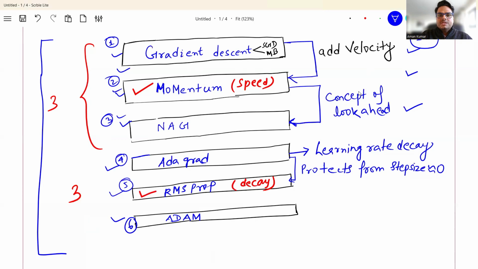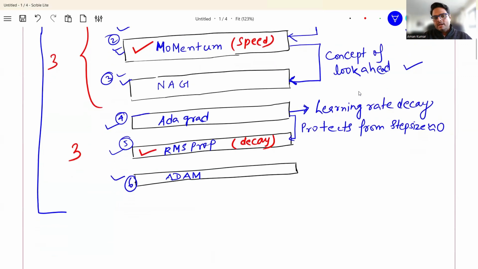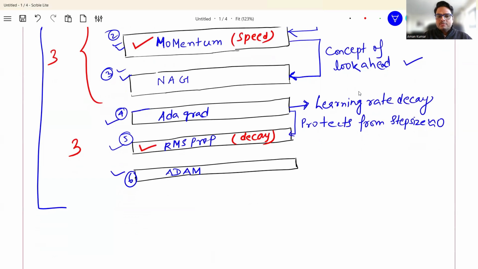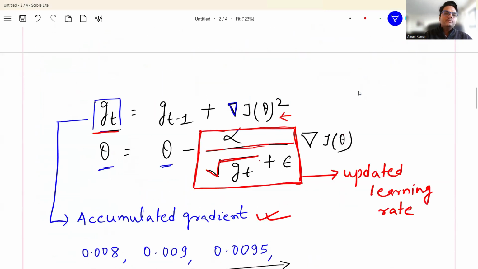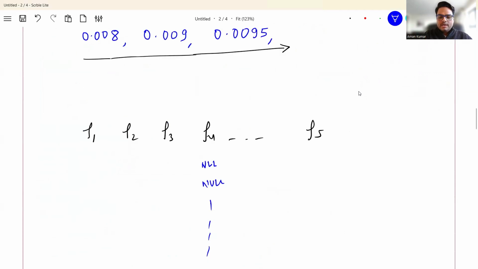Gradient descent, basic, simple. Theta is equal to theta minus alpha times learning rate. Okay. And if I go and add a momentum term, that becomes momentum. If I go and add a look ahead term, that becomes NAG. If I add the concept of learning rate decay, that becomes Adagrad. If I do a square of that in accumulated thing and do a beta and 1 minus beta basically, then it becomes RMSprop, and Adam is nothing but combination of speed plus learning rate decay.